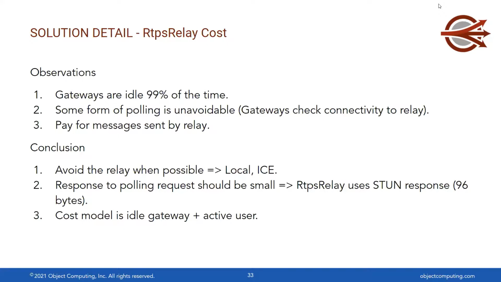Similarly, the response to a polling request should be small. The RTPS relay uses a STUN response, which is 96 bytes. So it's pretty small. It could be smaller, but that STUN response is giving us some value. And your overall cost model is to model how much load an idle gateway causes, and then how much load an active user causes, and then scale them by your number of idle gateways and active users. That applies to CPU, and it also applies to your network egress cost. So that is a framework for how you can think about what your application might cost if you're using the RTPS relay.